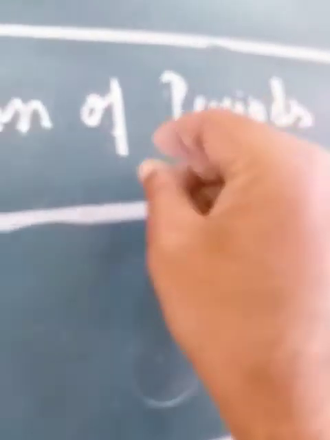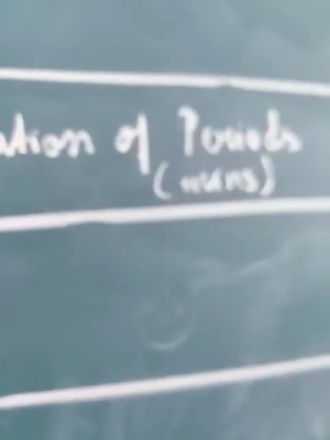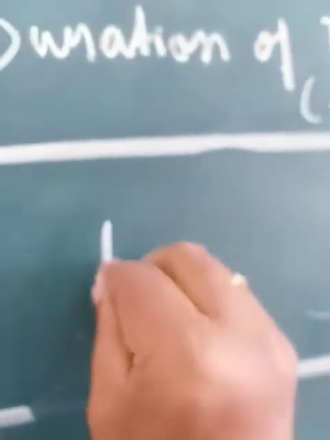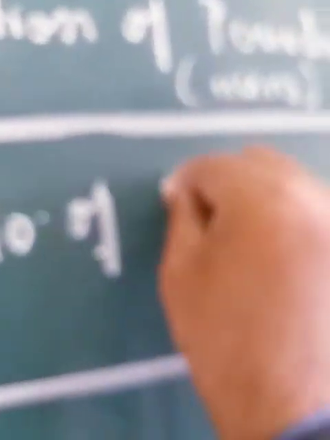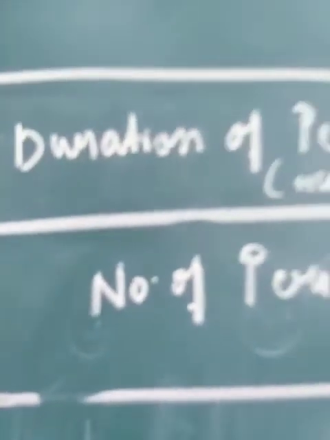Now, for the duration of periods, what is the unit they have taken? That is minutes. Okay, and there's another topic they are discussing, that is number of periods. Now, according to the first sentence, how many periods are there? 8 periods are there. And what is the duration of each period? It is 45 minutes they have given.